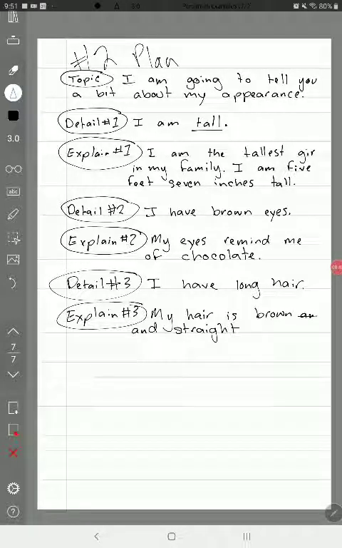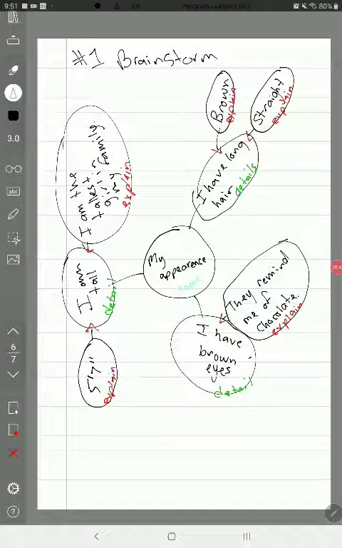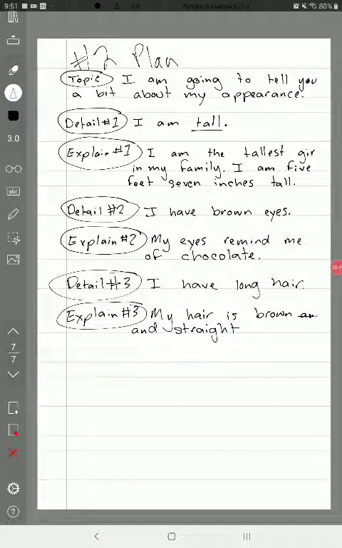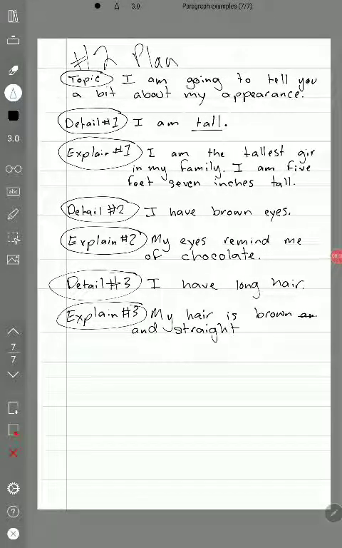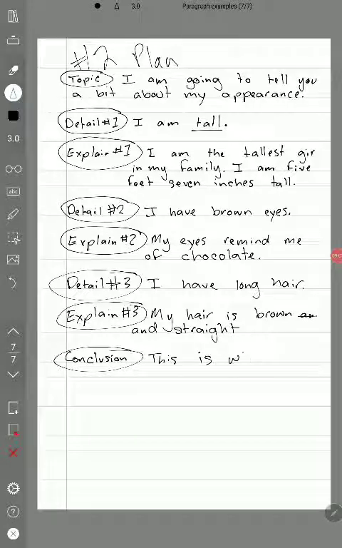And then to wrap up, now this is one thing that we don't include in our brainstorm, is the conclusion sentence. Conclusion just kind of restates what we said in the topic sentence, but not exactly the same way. So conclusion, I'm going to say something simple right now. This is what I look like. And I changed appearance to look like here. So this is what I look like really says, I just told you everything about what I look like.